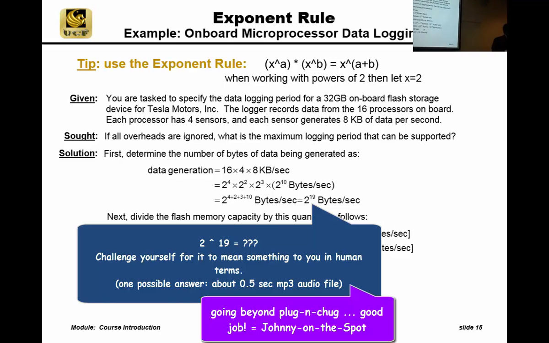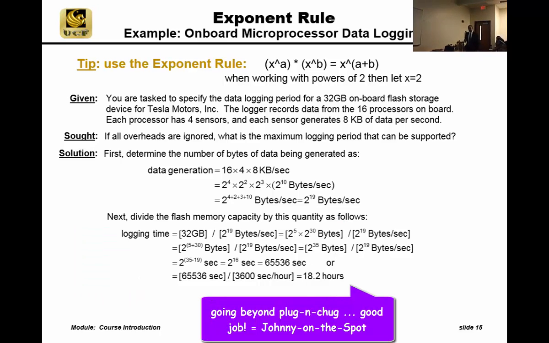2 to the 20 is a whole megabyte. So if you take away 1 bit, you cut it in half. It's half a megabyte. See that? You, Johnny, on the spot. You look brilliant in the project meeting. Everybody else is getting their calculator out.